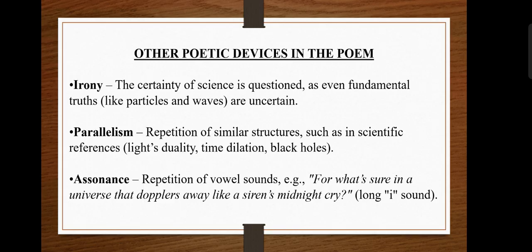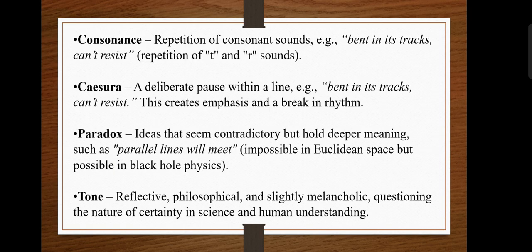Okay. Then comes parallelism. Parallelism means the repetition of similar structures, such as in scientific references. For example, the duality of light, black holes, etc. Then assonance. Assonance means the repetition of vowel sounds. "For what sure in a universe that Doppler's away like a siren's midnight cry." The I sound and E sound are repeating. Then comes consonance, the repetition of consonant sounds. Then caesura. It is a deliberate pause within a line: "bent in its tracks, can't resist."